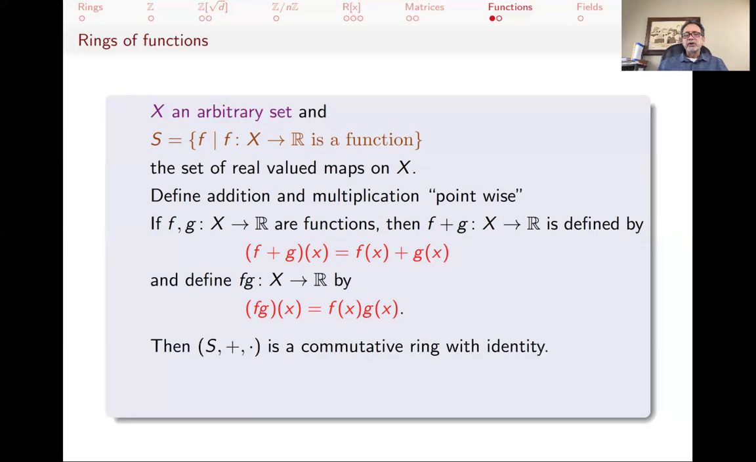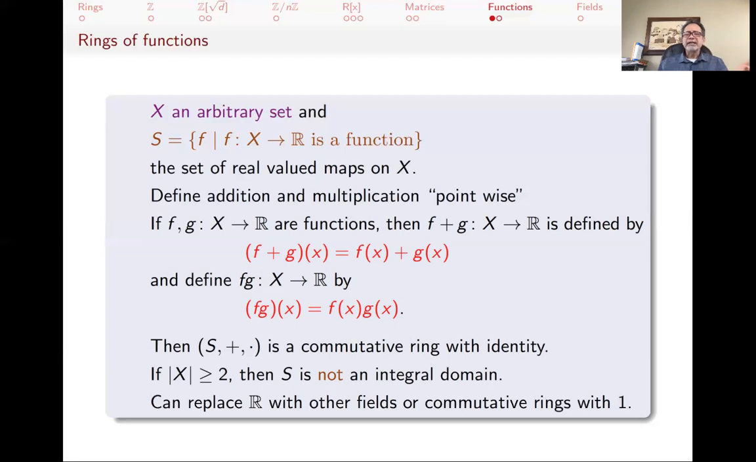And this is going to be a commutative ring with identity. The identity is going to be the function that sends everything to 1. That constant function is going to be the identity. The 0 is the function that sends everything to 0. By the way, this is not an integral domain, as long as the set X, the domain of these functions, has at least 2 elements. If it has at least 2 elements, you can take one of those elements and send it to 0 and send the other one to something else, and then switch. If you multiply those two functions, you will get 0. And then this will not be an integral domain.